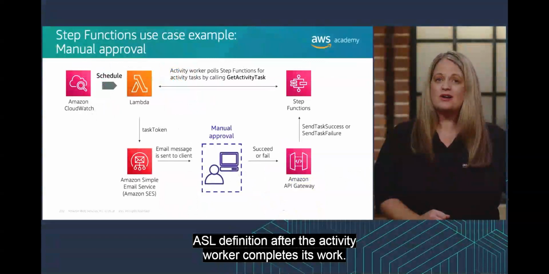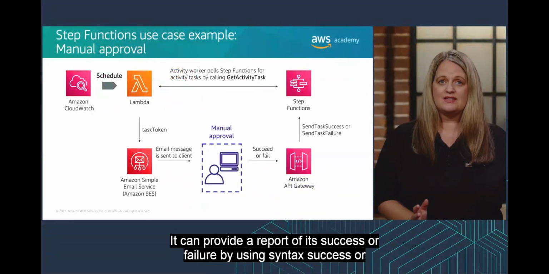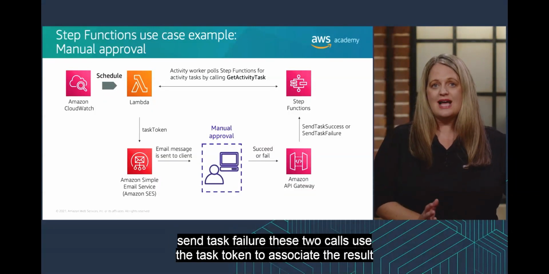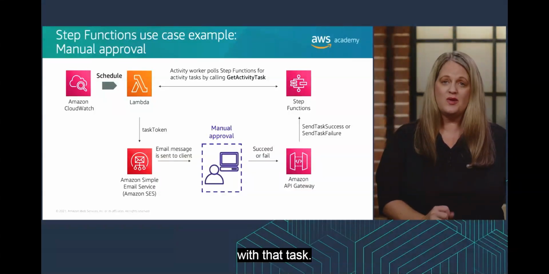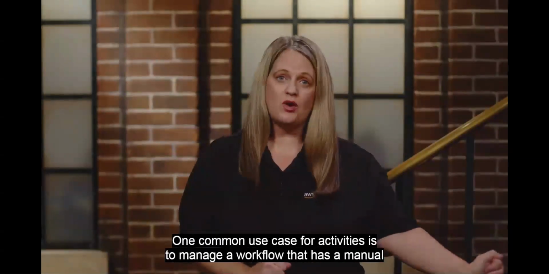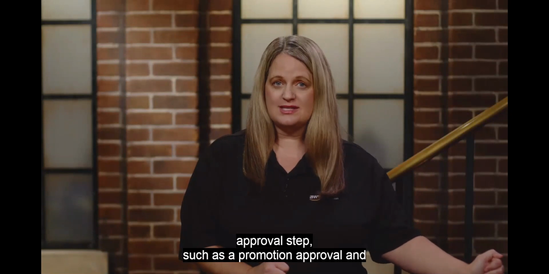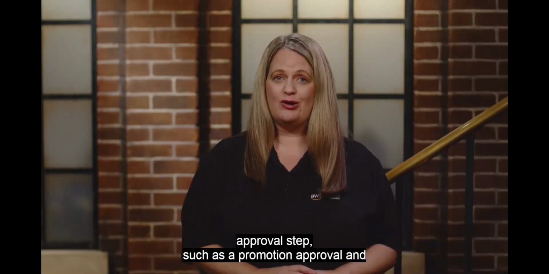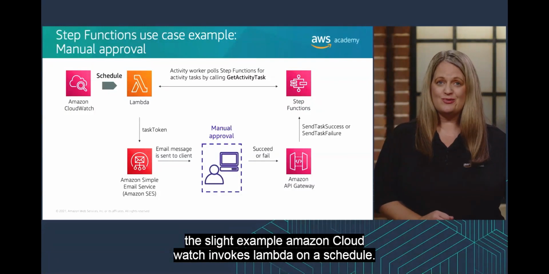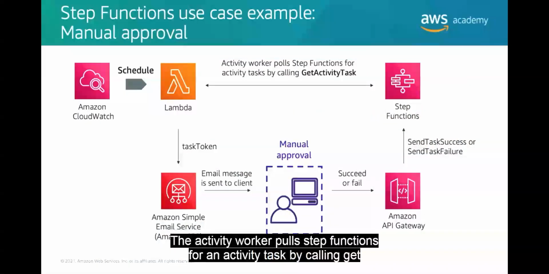After the activity worker completes its work, it can provide a report of its success or failure by using SendTaskSuccess or SendTaskFailure. These two calls use the task token to associate the result with that task. One common use case for activities is to manage a workflow that has a manual approval step, such as a promotion approval. In the slide example, Amazon CloudWatch invokes Lambda on a schedule. Lambda, the activity worker, polls Step Functions for an activity task by calling GetActivityTask.